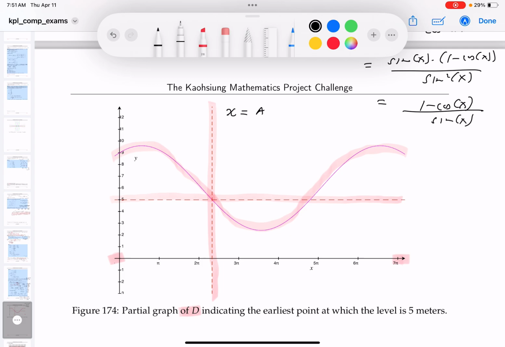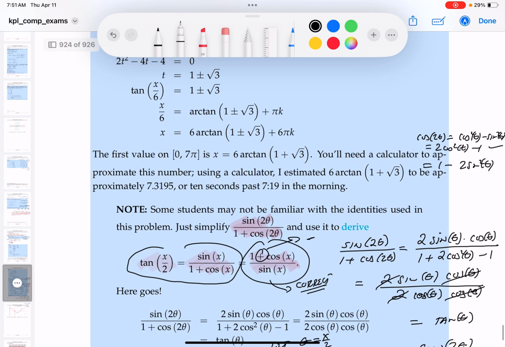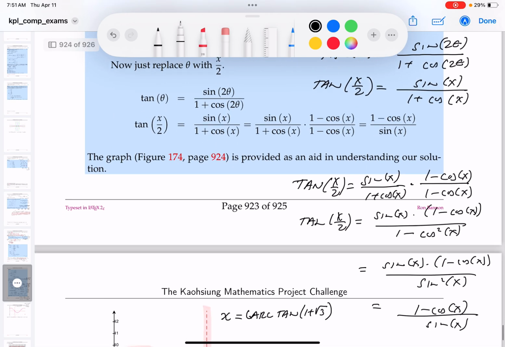was arctangent. I'm sorry, 6 arctan. I'll go back over the notes. But I think it was 1 plus root 3. But I want to go back. I actually graphed it out. And what I graphed out, let me put out what I graphed out. I graphed this out. So 6 times arctangent, 1 plus root 3.